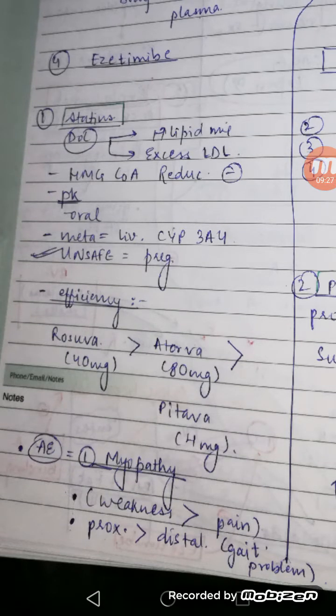Thank you. So depending on the efficacy, it was Rosuvastatin more than Atorvastatin, more than Pitavastatin, and the doses for them were respectively 40, 80, and 4. This was all well and good.